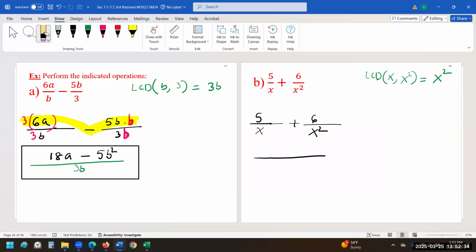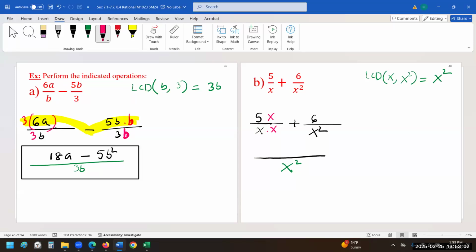X cubed is a multiple, but it's not the least multiple. We are looking for the least multiple, the smallest multiple. So we want x squared on both denominators. Does the first denominator have x squared? What can you do so that x turns into x squared? Times x. So you multiply both top and bottom.